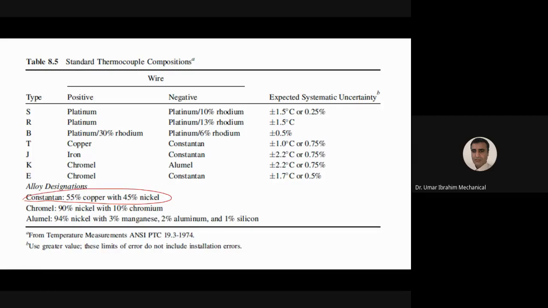Constantan is an alloy of 55% copper with 45% nickel. Chromel is an alloy of 90% nickel with 10% chromium. And alumel is an alloy of 94% nickel, 3% magnesium, 2% aluminum, and 1% silicon. Okay? So we go back.